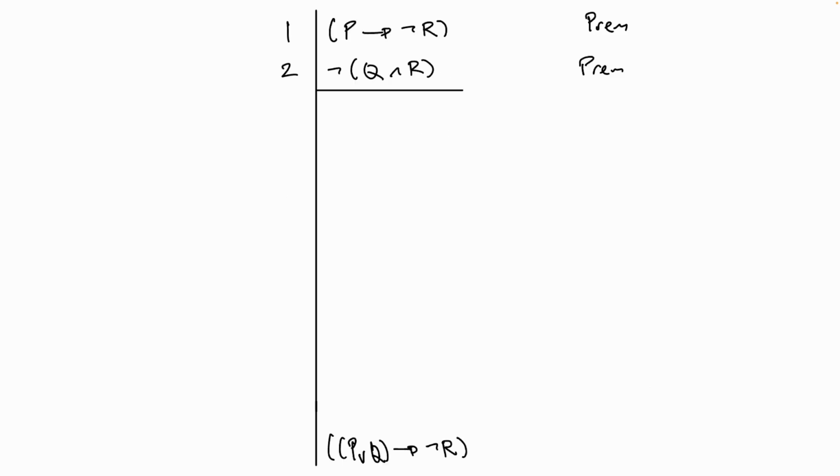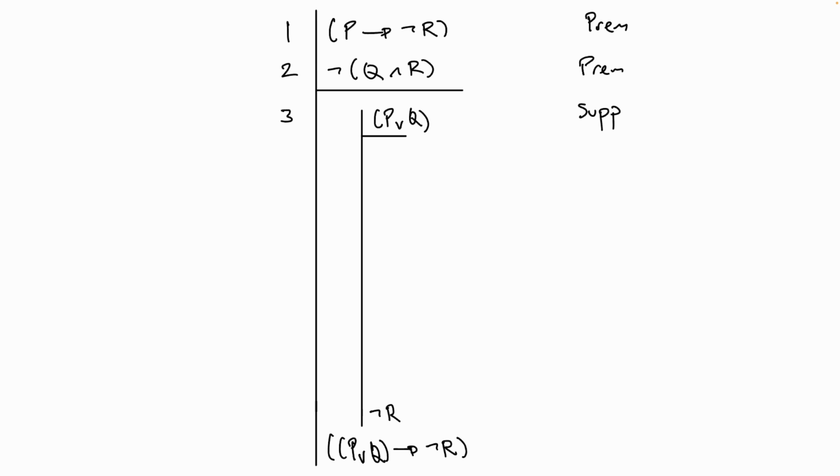Now, a slightly more complicated example. Let's suppose that we're trying to derive the conclusion, if P or Q, then not R, from the premises, if P, then not R, and not Q and R. Because the conclusion is a conditional, let's try temporarily supposing the antecedent, P or Q, and then deriving the consequent, not R, under that supposition.